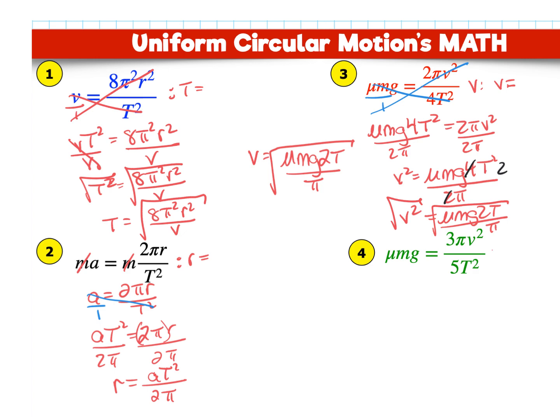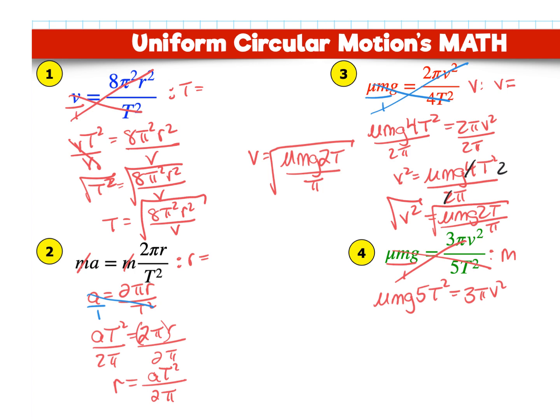Number 4, let's look for something different. Let's look for the mass on number 4. Again, I'm going to start with cross multiplying because of that fraction on the right-hand side. So that's going to be mu mg divided by 1. When I cross multiply, I get mu mg times 5t squared equals 1 times 3 pi v squared. That'll be 3 pi v squared.